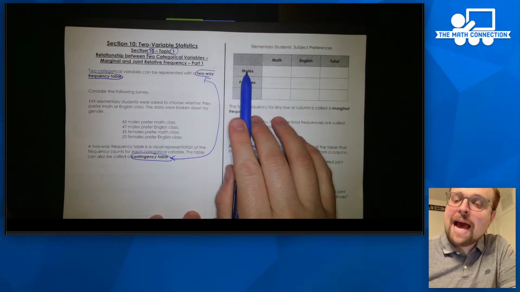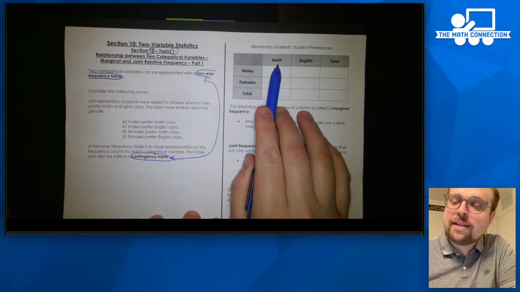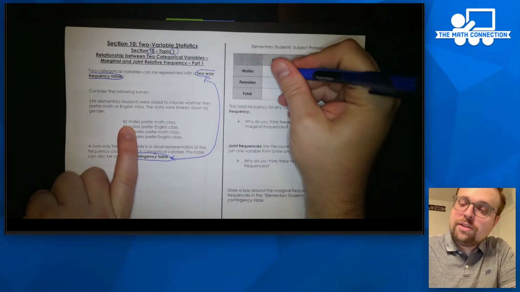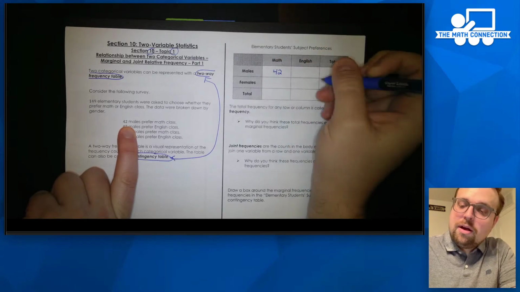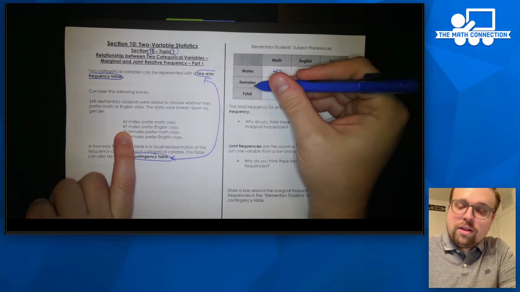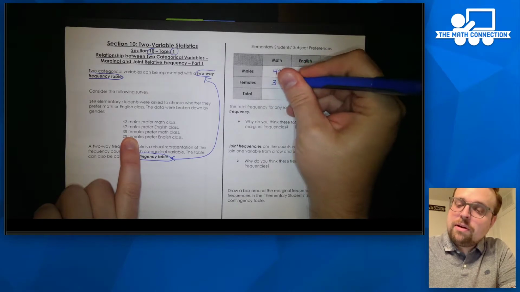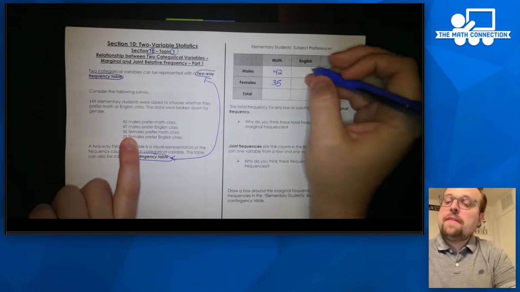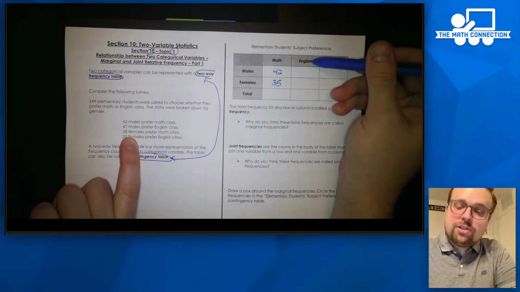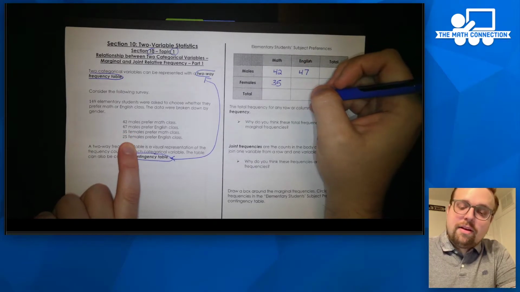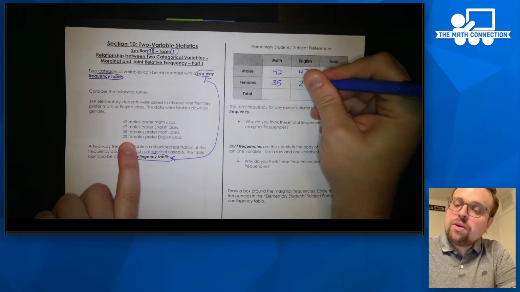So where males and math intersect in this first cell, we want to go ahead and enter our data. So that's going to be 42. And then for the females who like math, that was 35. So we're going to put 35 here. And then males who liked English, there were 47. And then for females who preferred English, that was 25.